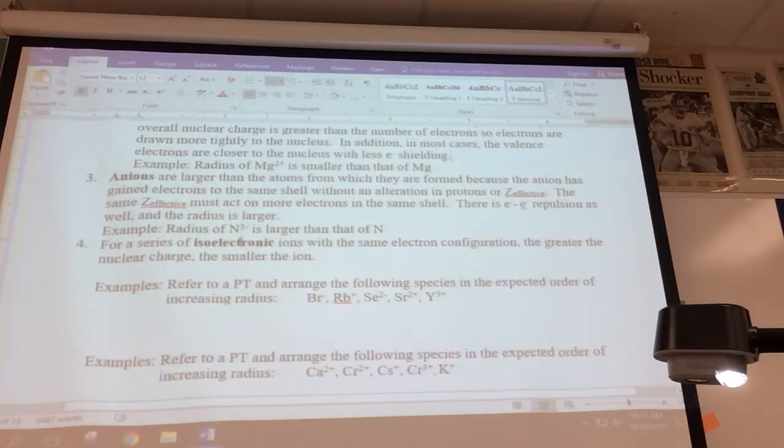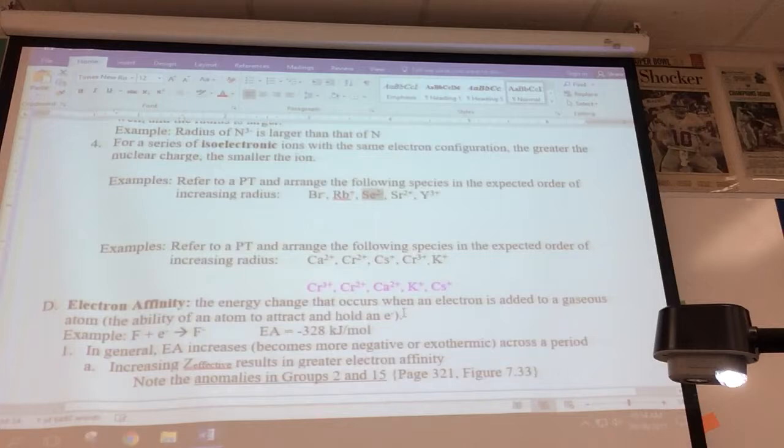If you have a series of isoelectronic ions, they all have the same electron configuration. The greater the nuclear charge, the smaller the ion. So all of these ions are isoelectronic. And what you're going to find with main group elements forming ions is that the greater the positive charge, the smaller the ionic radius, and the larger the negative charge, the larger the radius. I don't think you're going to see much of that, so I'm not going to worry about it here.